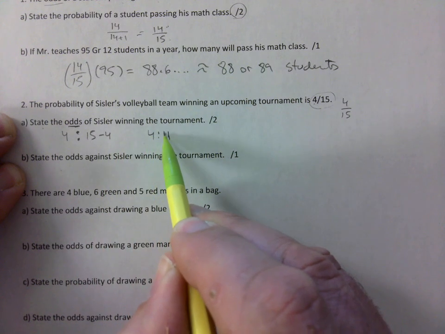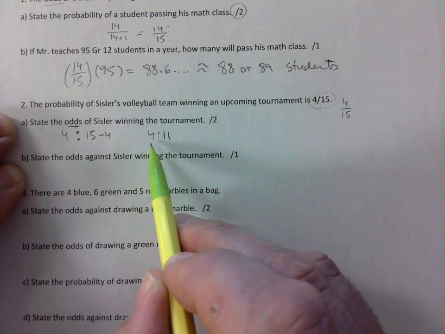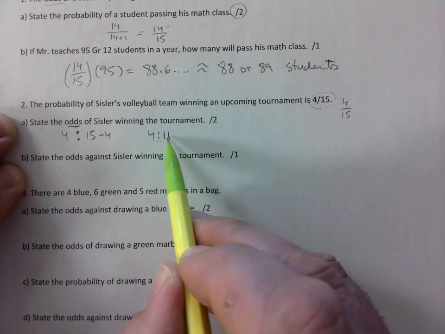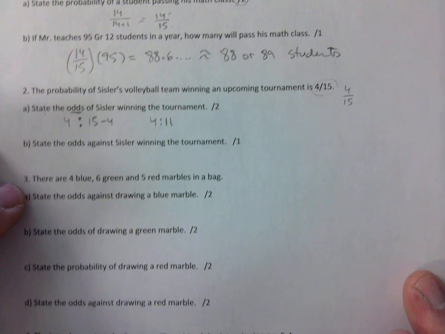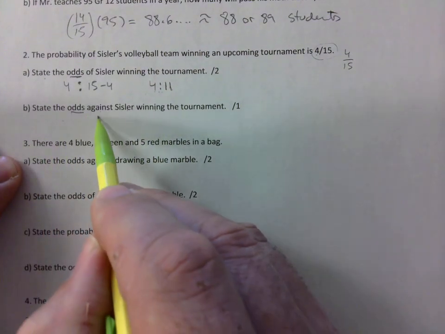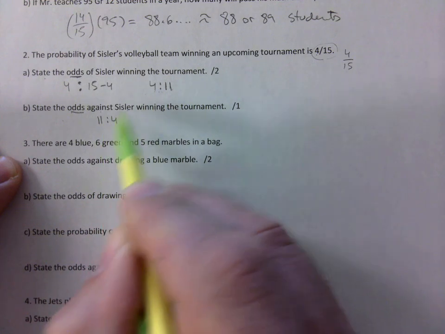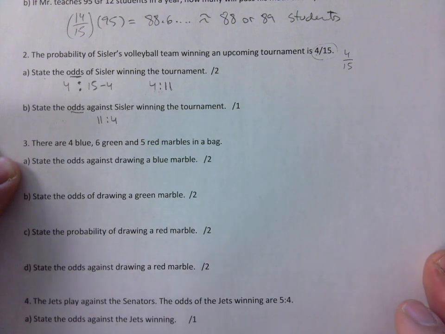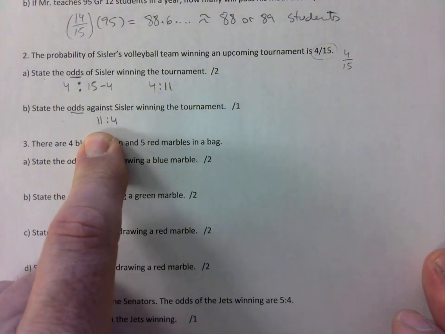So today, just today, I'm going to give you 1 mark for each correct number. So if you've got the 4, you get 1 out of 2. 4 to 11 to get the 2 out of 2, because we're still learning. But down the road, both numbers have to be correct to get any marks. Okay, let's keep going. State the odds against Sisler winning the tournament. All you have to do is whatever you have up here needs to be flipped. Okay, that's the only condition here. Even if you got this all wrong, if you're flipping that, you get 1 mark for a step.